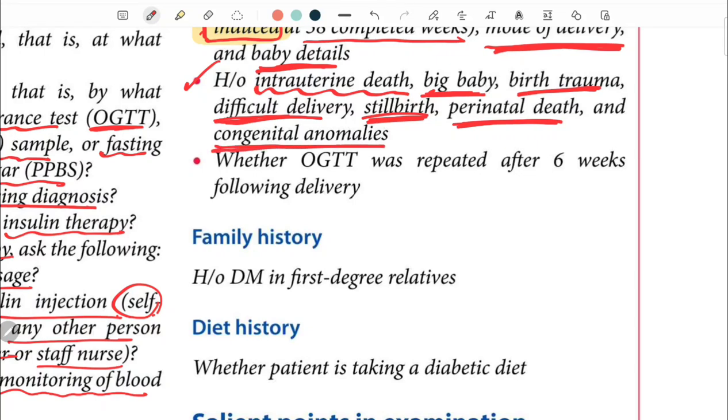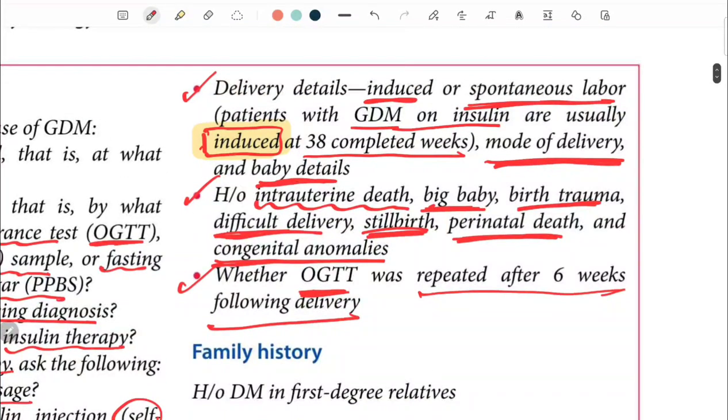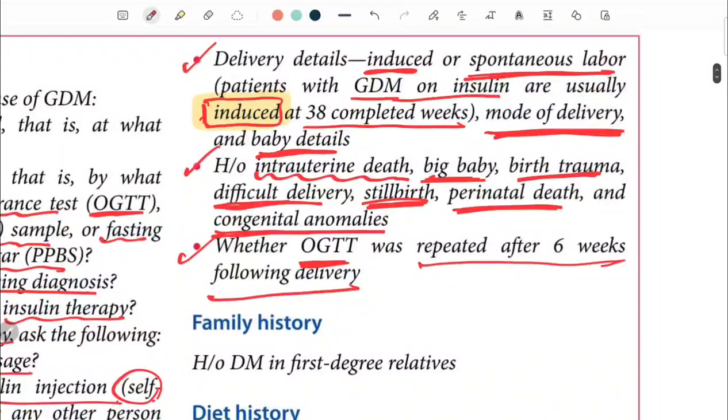So history of any intrauterine death or big baby or birth trauma, difficulty in delivery, stillbirth, perinatal death, and congenital anomalies, and whether OGTT was repeated after 6 weeks following delivery. So all these questions must be asked.